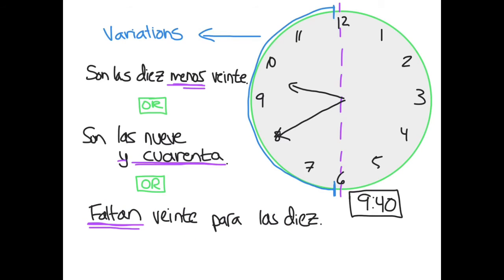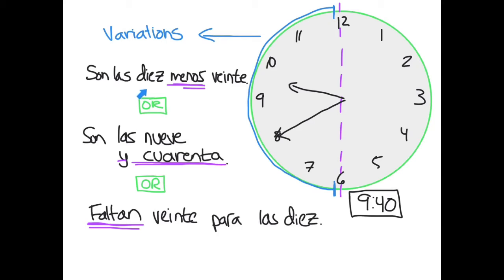Now there are some variations to when the minutes fall on this left-hand side of the clock. You don't always have to use the menos method. There are 3 different ways we could state the time as 9:40. We could use the version I just went over, son las 10 menos 20. So literally you've got 20 minutes until it's going to be 10 o'clock. So it's 20 of 10.